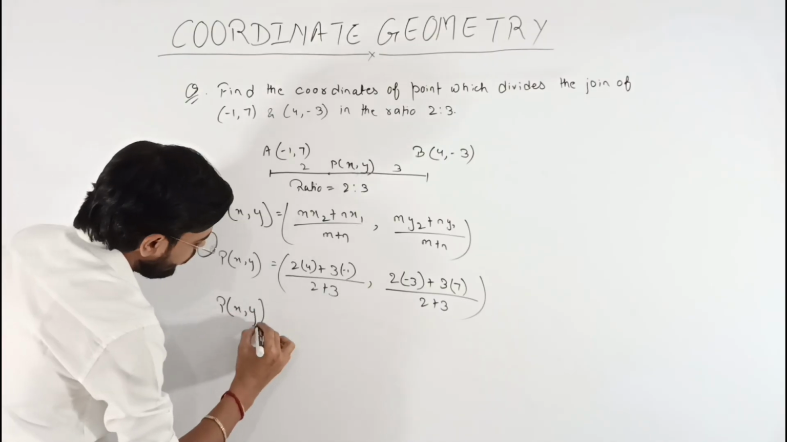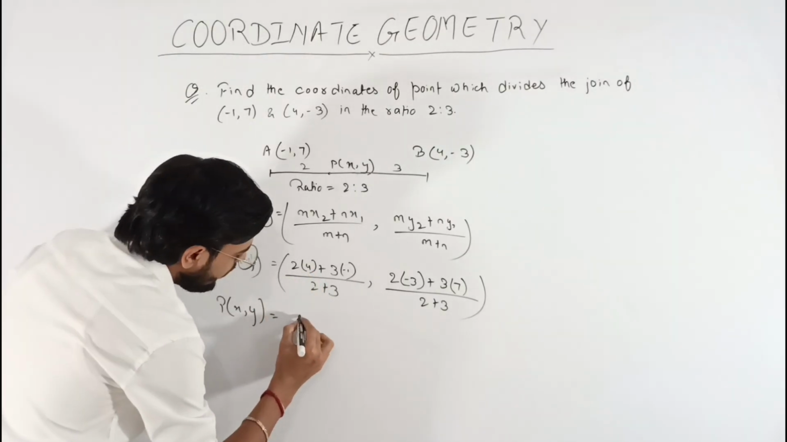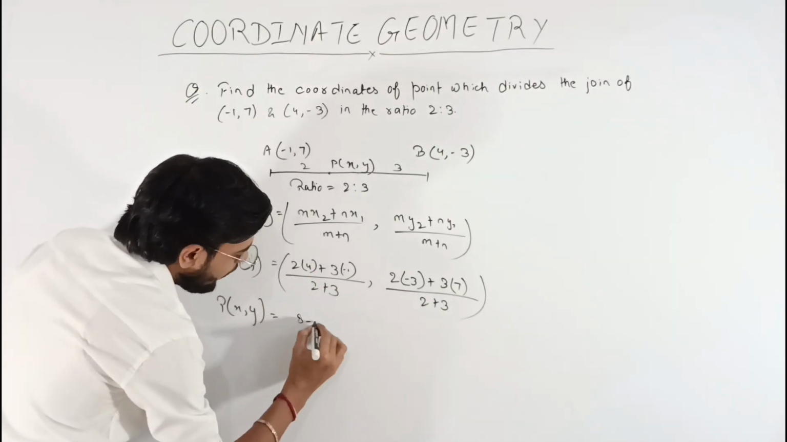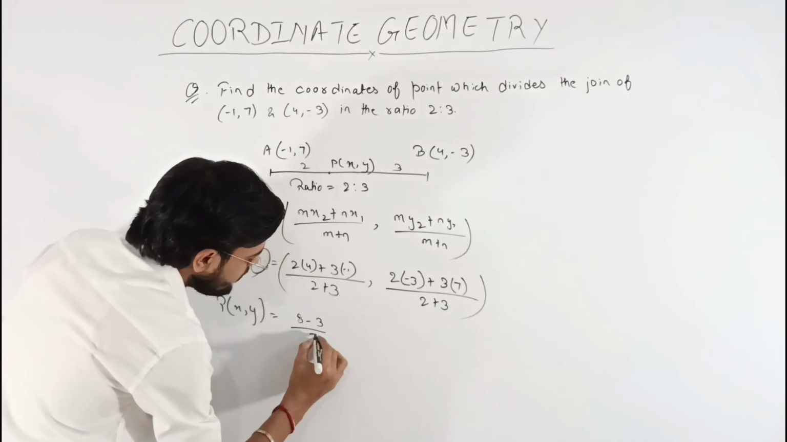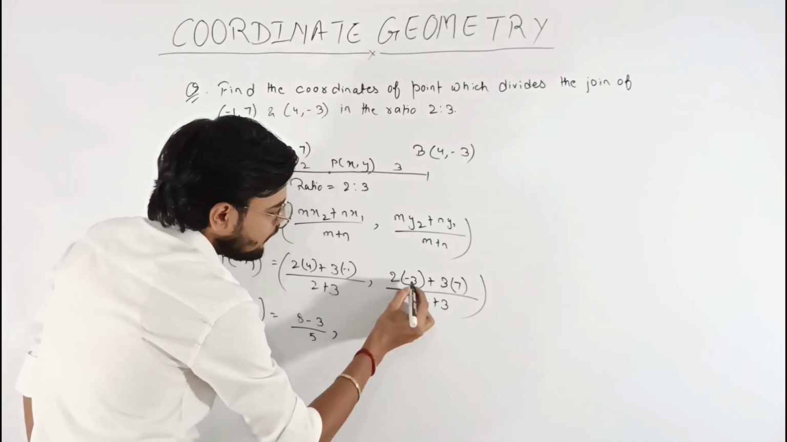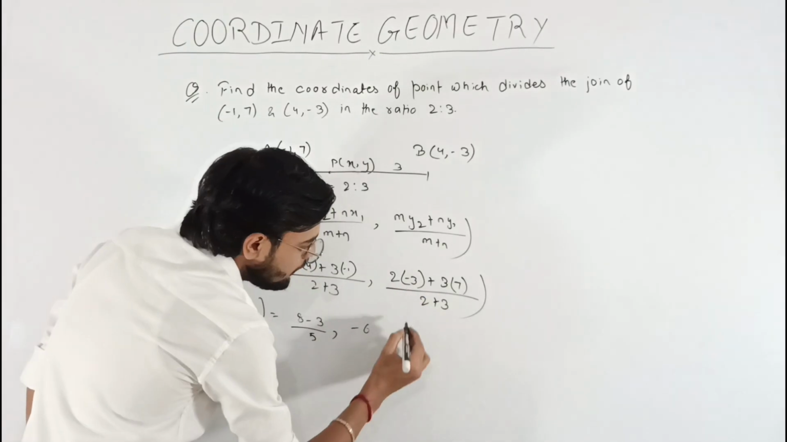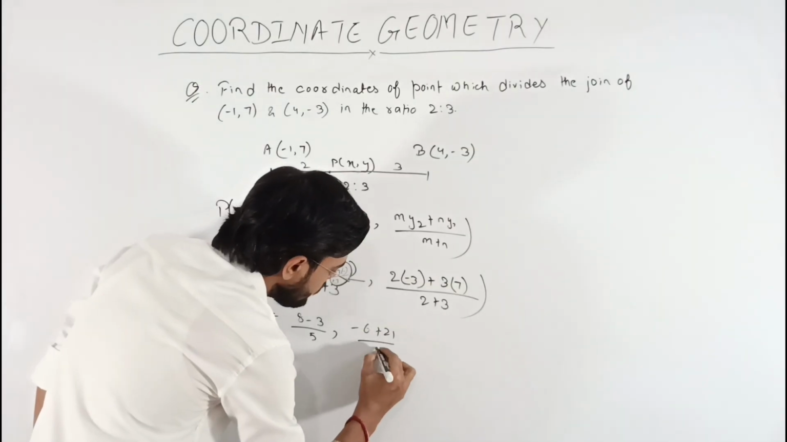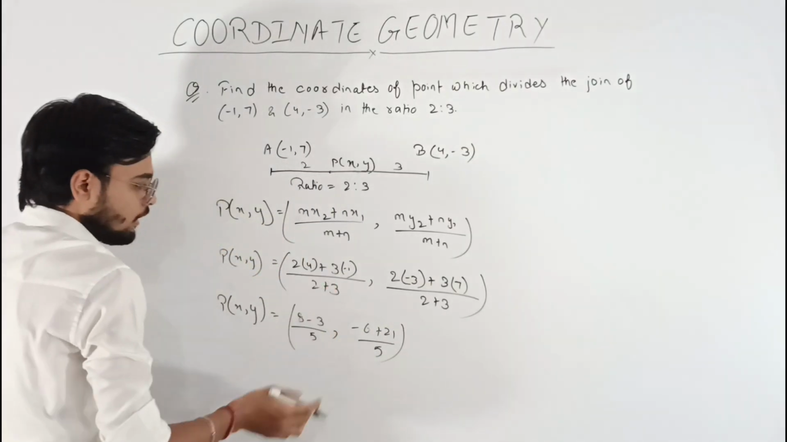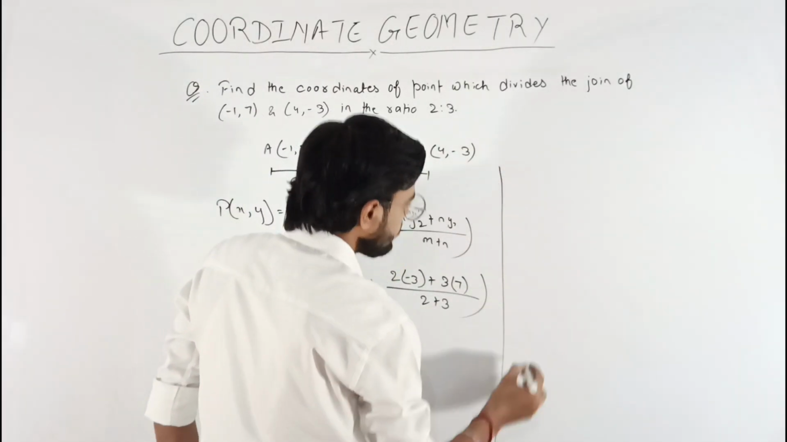Now again Pxy is equal to what? 4 2s are 8, 3 1s are 3 and -3, upon 2 plus 3 is 5. Now y coordinate. 3 2s are 6, -6, 7 3s are 21, plus 21 upon 5. Okay. Now I solve it here.